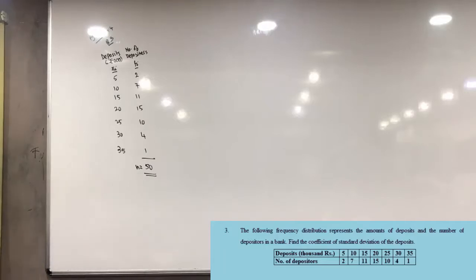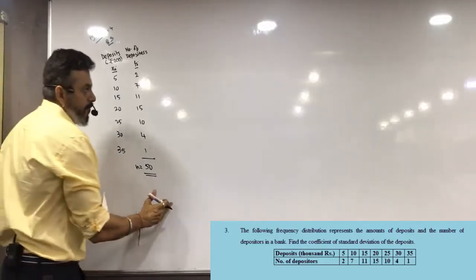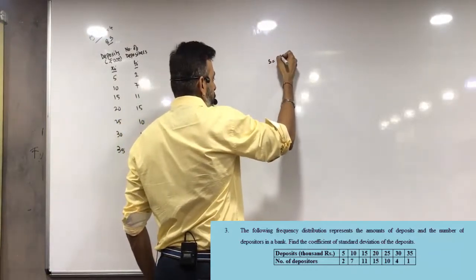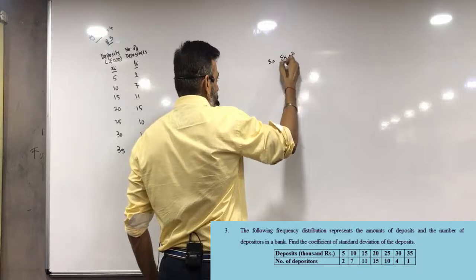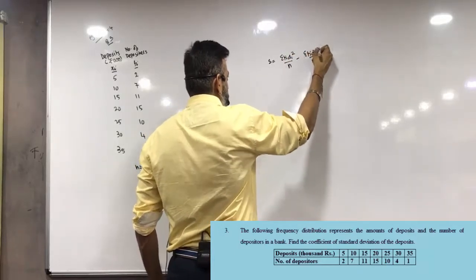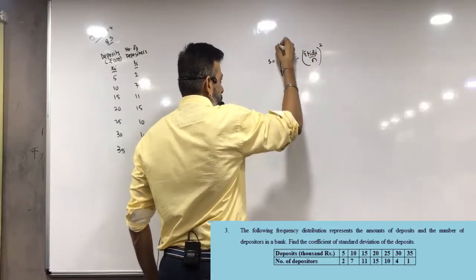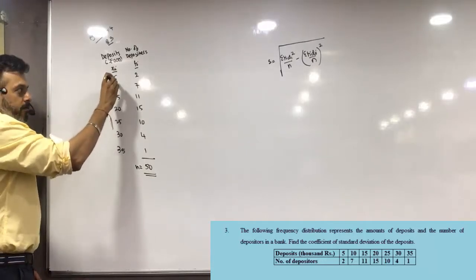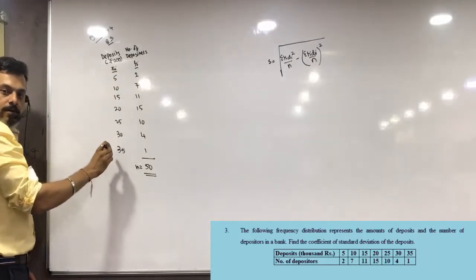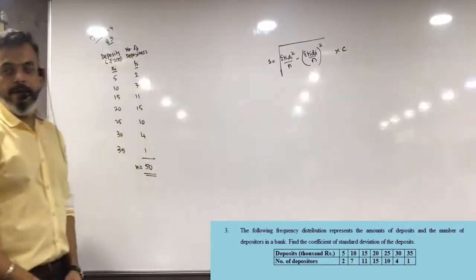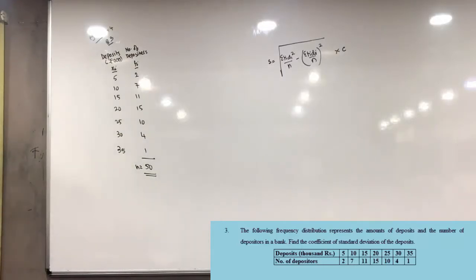We have to find the standard deviation, so we'll directly go for the shortcut method. Standard deviation is equal to the square root of sigma fi di square upon n minus (sigma fi di upon n) the whole square. Now over here, there is a common difference, so we will multiply by c, because we will divide d by c. So here we will multiply it with c.